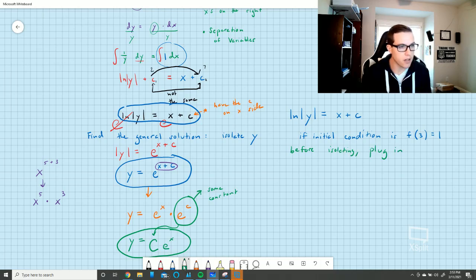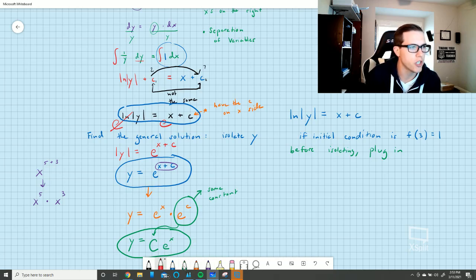It's easier to solve for the C value if you plug in the initial condition before you get y by itself. So yes, you can still get y by itself and then plug in the initial condition and do it that way. But I think it's way easier to, once you do the integration, plug in the initial condition. So natural log of, and this is where the absolute value goes, if I plug in 1, 1's absolute value is still just 1. x is 3 plus c. What is the natural log of 1? It's going to pop up a lot, so you need to know that it's 0. So c equals -3.